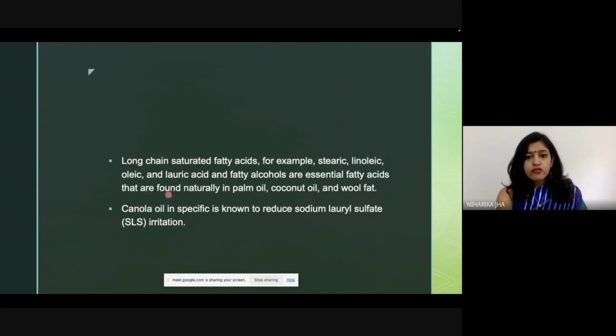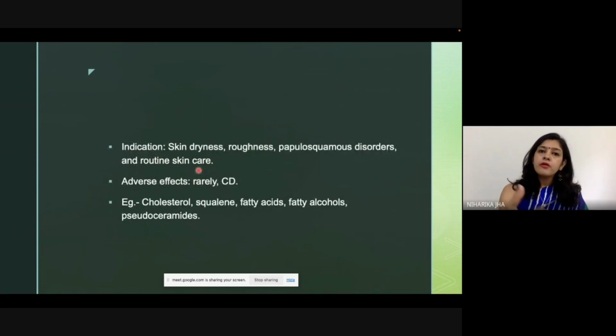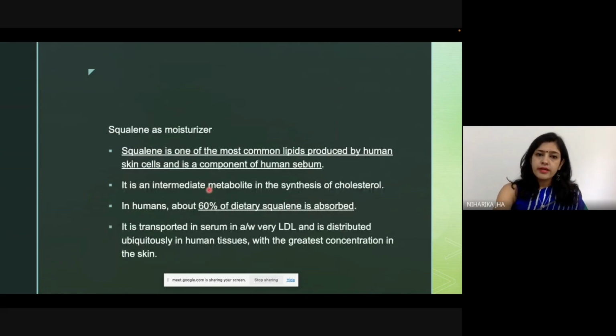If we talk about the natural products that are available in the environment, for example, palm oil, coconut oil, rose fat, they contain long-chain saturated fatty acids, for example, stearic acid, linoleic, oleic, lauric acid, and fatty alcohols, and they can be considered to be emollients. Other products which act as emollients include cholesterol, choline, fatty acids, fatty alcohols, and pseudoceramides. These emollients are used in xerosis, papulosquamous disorders, and also in routine skincare. They are very safe to use, but very rarely cause irritant contact dermatitis.